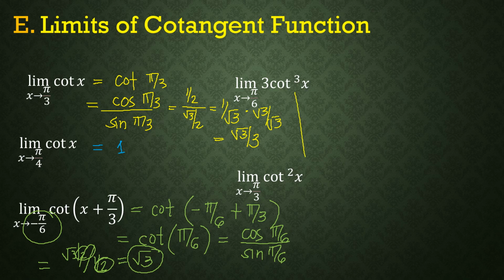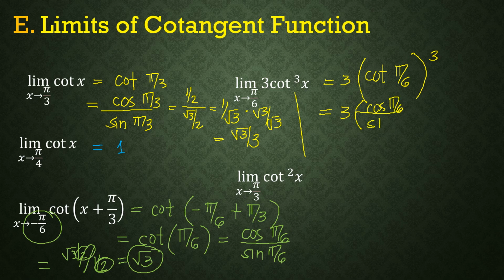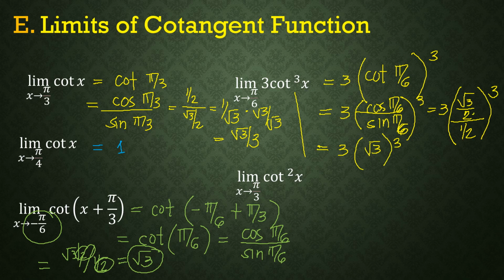On the next example, we are just going to substitute pi over 6. So 3 times cotangent pi over 6, cubed, is equal to 3 times cosine pi over 6 over sine pi over 6, the cube of that. Cosine pi over 6 is square root of 3 over 2, and sine pi over 6 is 1/2, and we get the cube of that. So we now have 3 times square root of 3 cubed, because we can cancel 2 and 2 here. Square root of 3 over 2 divided by 1/2 is square root of 3.